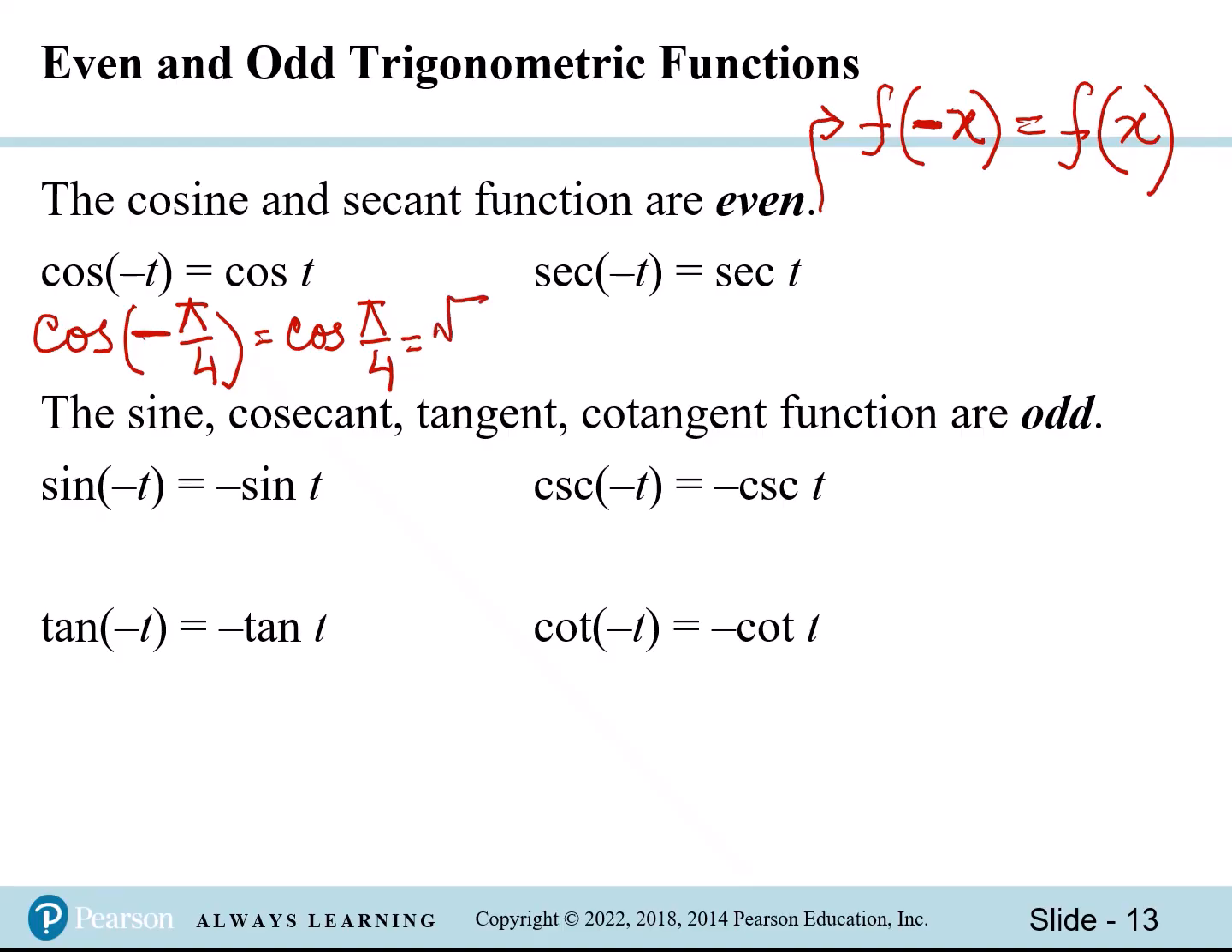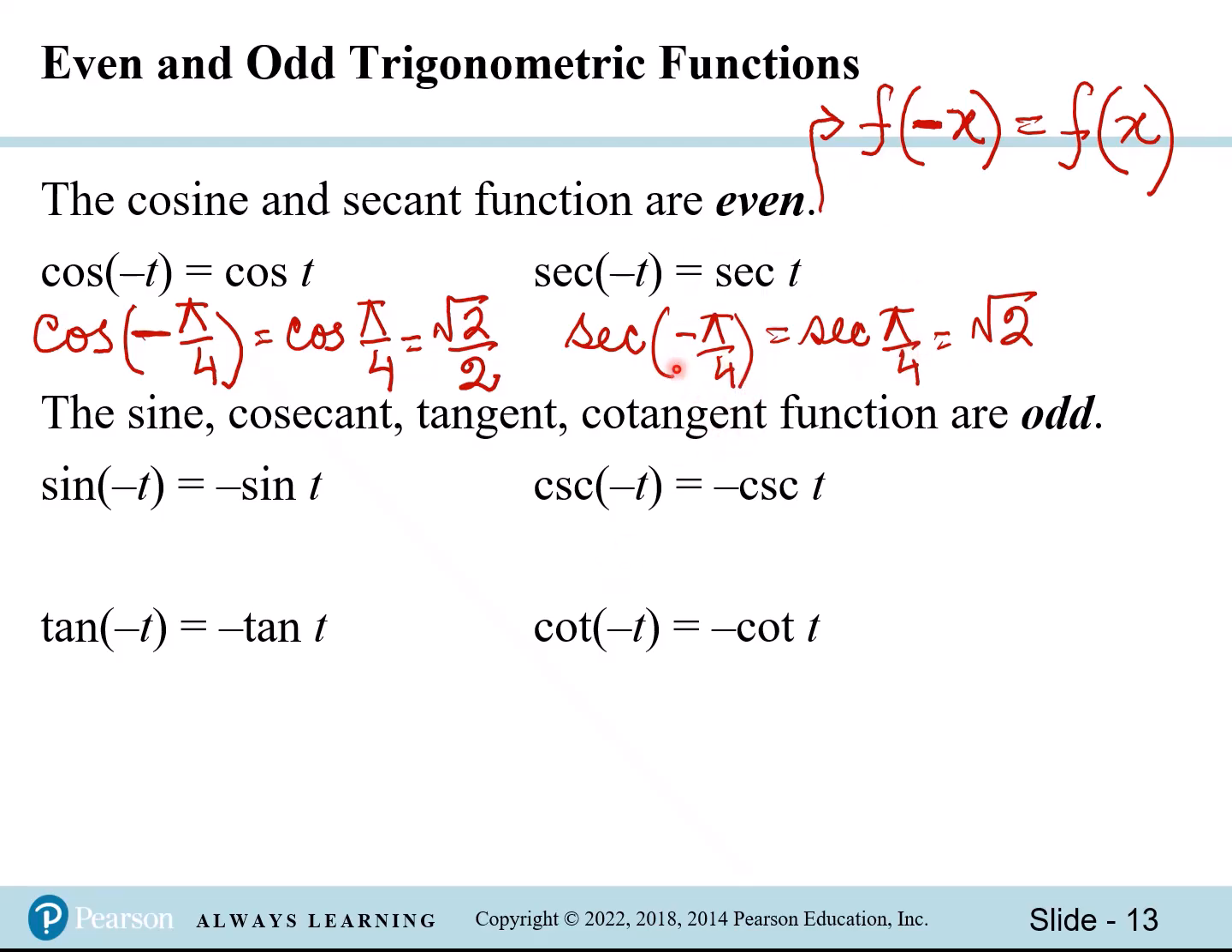All right. So whether you plug in a negative angle or a positive angle into the cosine function, you're going to get the same result for the answer. Secant also follows the same principle. It's an even function. So secant of negative pi over 4 is going to be whatever secant of positive pi over 4 was. And we just learned that secant is square root of 2 for a pi over 4 radian angle. So whether you substitute a negative angle or a positive angle into the function, you will get the same result.